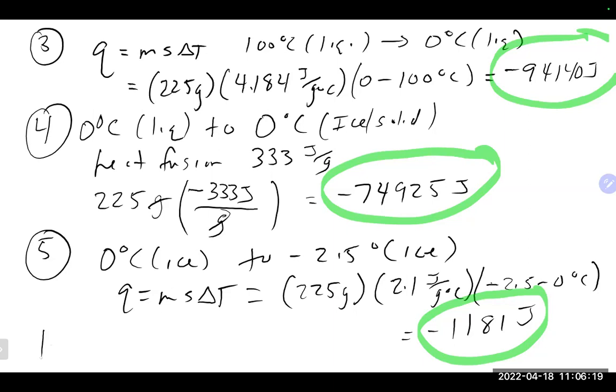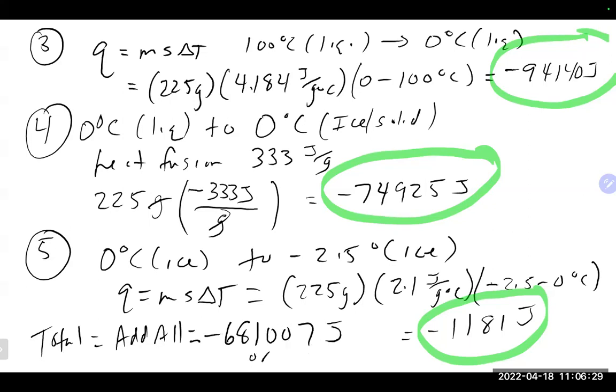Roughly total energy, just add it all up, is minus 681,007 joules, or roughly minus 681 kilojoules is released in this process. Any questions on any of those steps in those calculations?